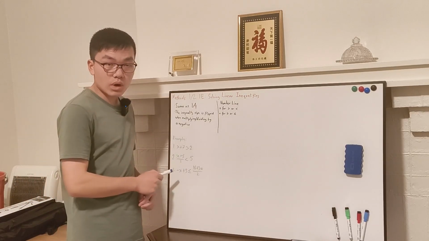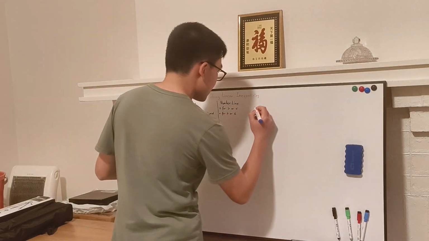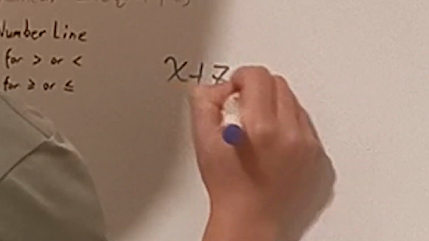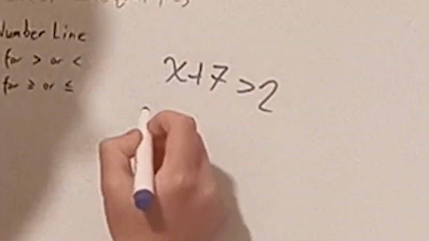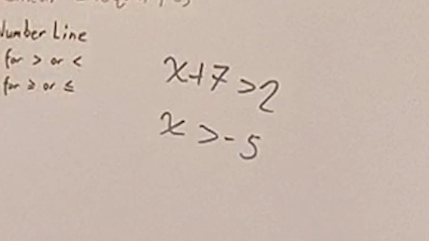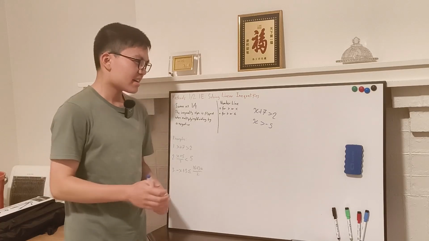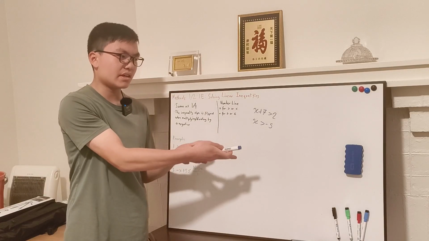Now I've made 3 questions here. The first question is x plus 7 is more than 2. We're just going to write down x plus 7 is more than 2, and solve it this way. So for x, we'll just bring the 7 over to the other side, so that becomes minus 5. That's how we solve this inequality. It's pretty straightforward. It's pretty much the same as a linear equation.